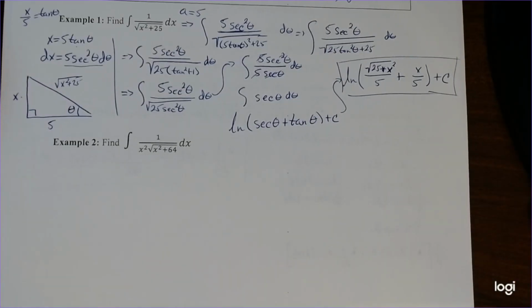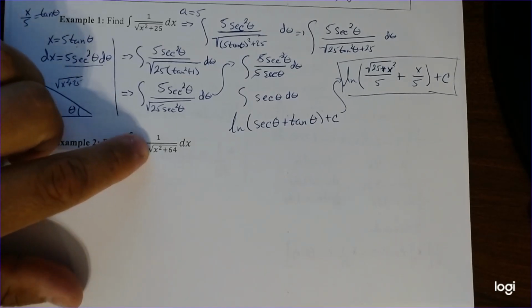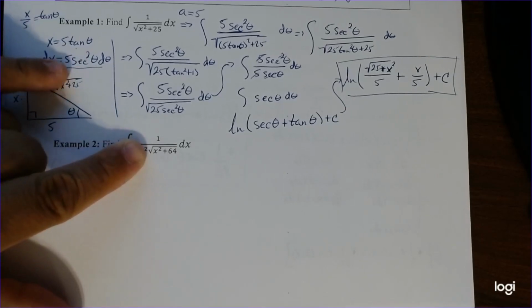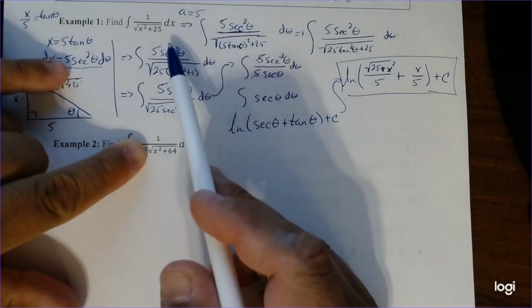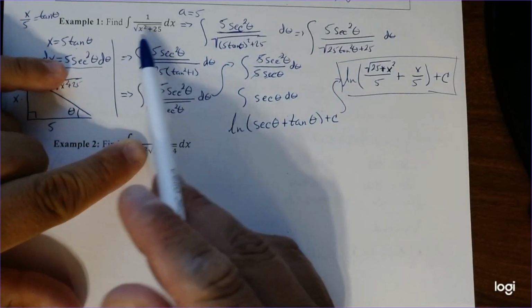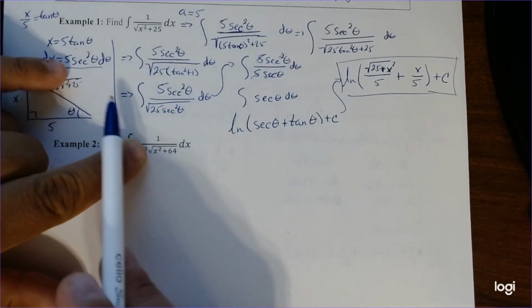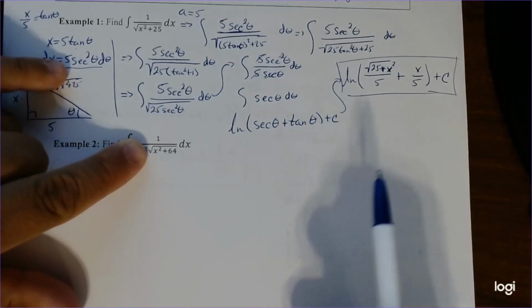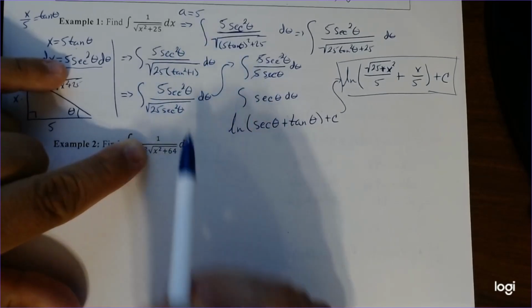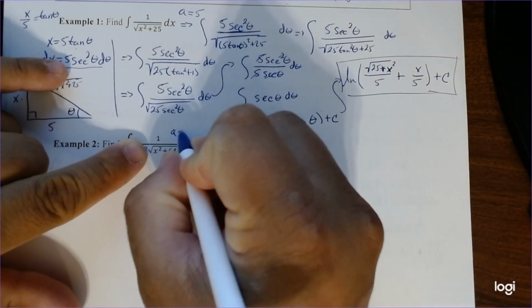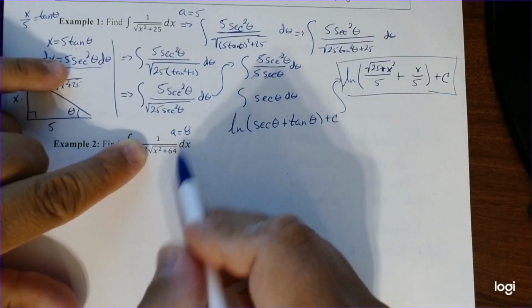So let's find the integral of 1 over x squared times the square root of x squared plus 64. Now, notice we have the same situation as above, meaning we're almost identically going to copy what we just did on the above example because we have the same situation happening. In this case, a is going to be 8, right, because 8 squared gives you 64.